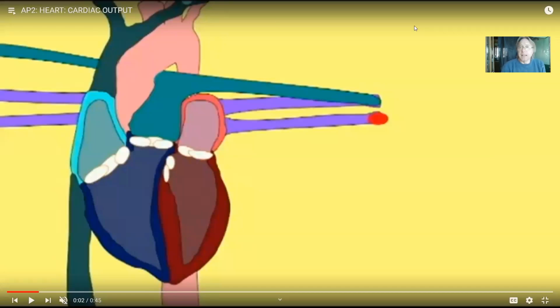In Anatomy and Physiology 2, the heart chapter begins with heart anatomy. It then goes through the physiology of the heart in the cardiac cycle. And then there is one final topic on cardiac output. And so this video is going to summarize a couple of the other videos that I have on cardiac output.